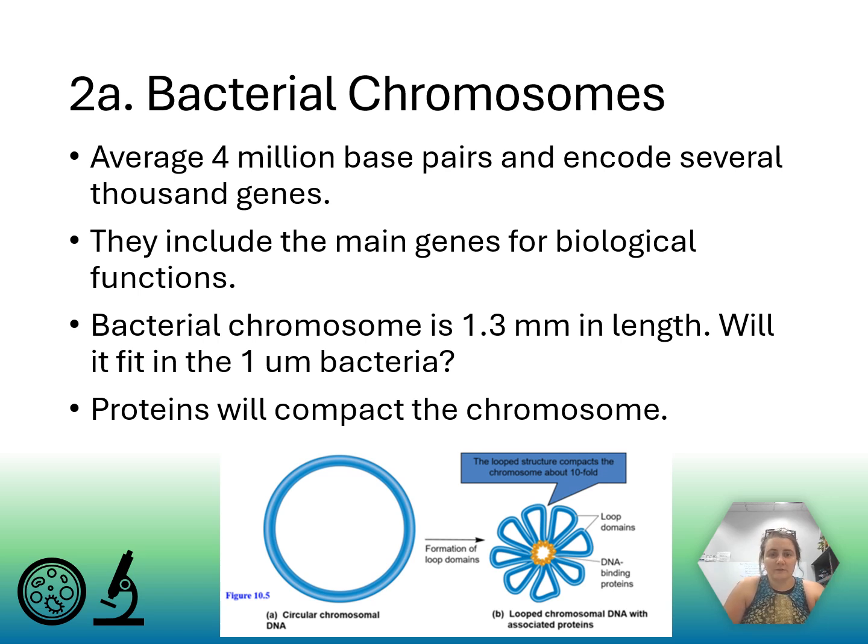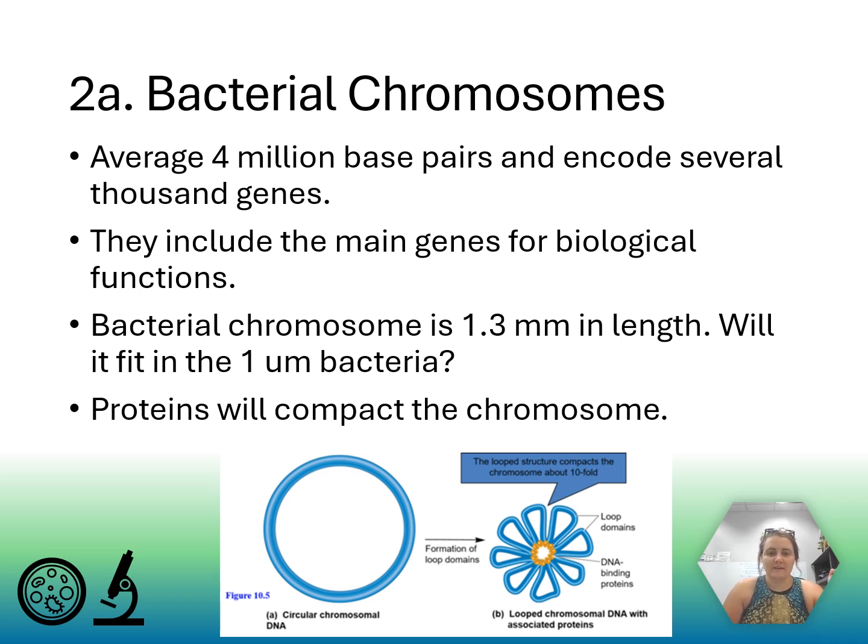So bacterial chromosomes average about 4 million base pairs and encode thousands of genes. And the bacterial chromosomes in the nucleoid contain the main genes for biological function. So the bacterial chromosome is actually pretty long by biological standards. It's 1.3 millimeters in length. It fits inside the bacteria because we have proteins, histone proteins, that will compact that chromosome.